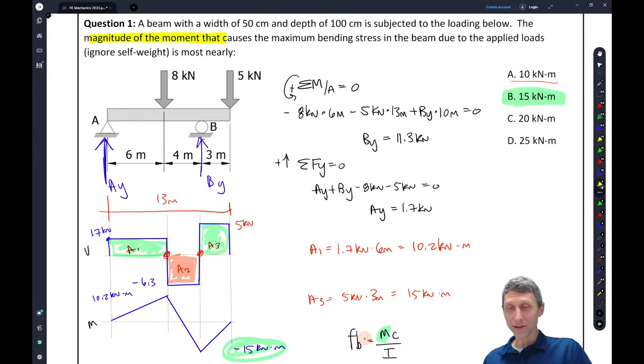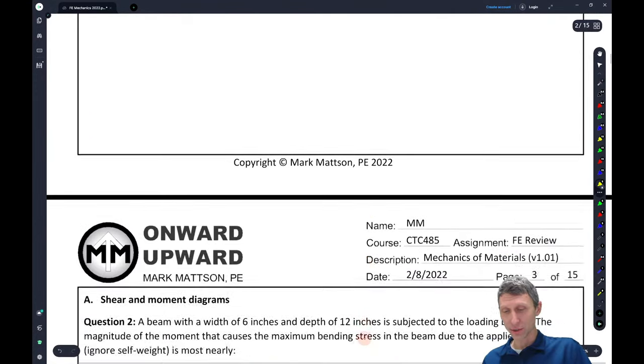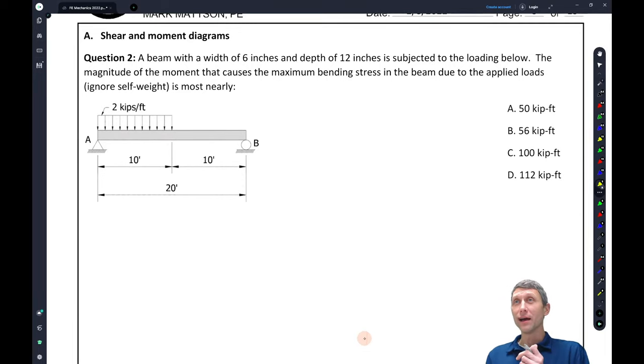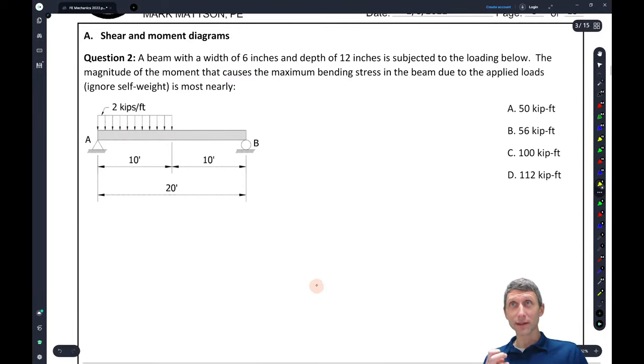All right, so let's go to question two, another diagram, another shear moment, another beam that basically reads the same way, but we have a beam with a width of 6 inches by 12 inches. So this is pretty similar here.